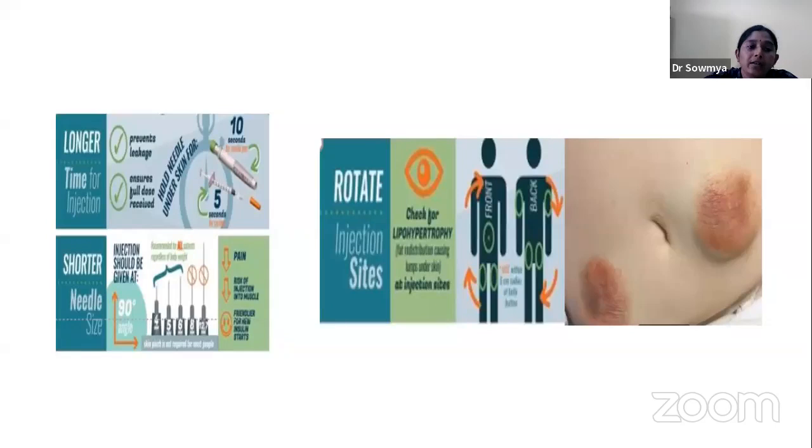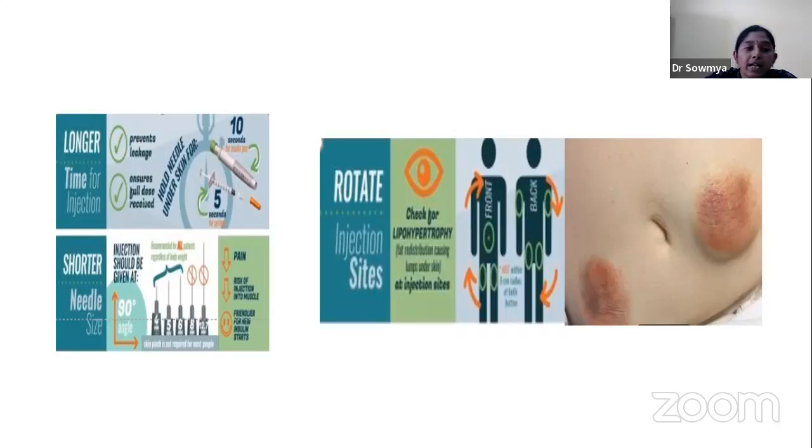And the needle should be shorter. The shorter the needle, the better the efficacy of the drug delivery. So usually 4 mm, 5 mm, 6 mm needles are used. We should not use 8 mm or 12 mm because it will increase the pain and there will be more risk of injecting the drug into the muscle. So it is not user friendly.